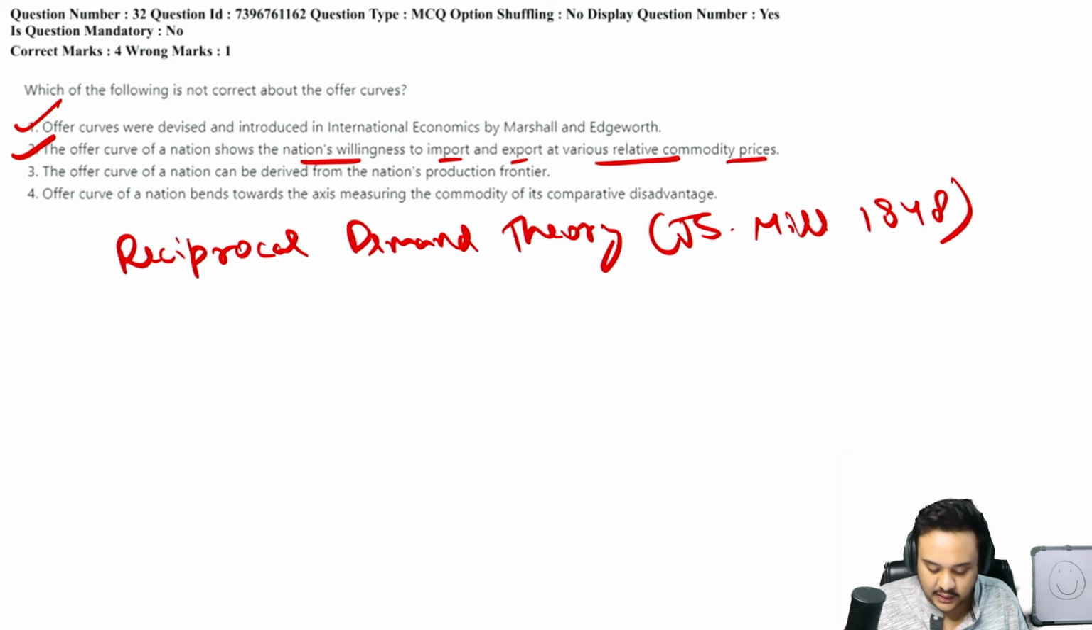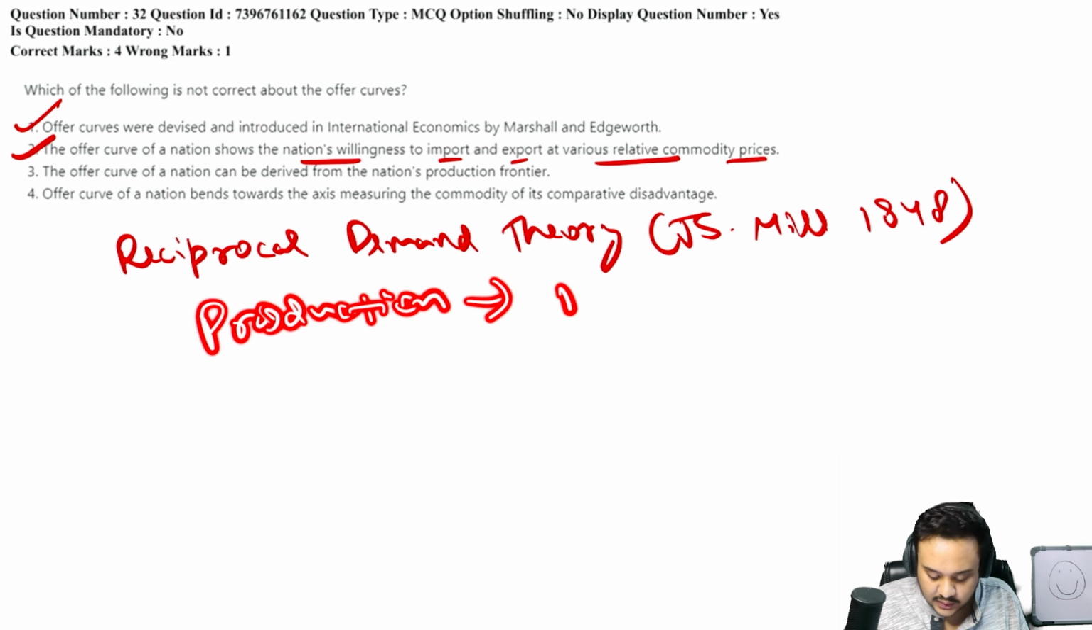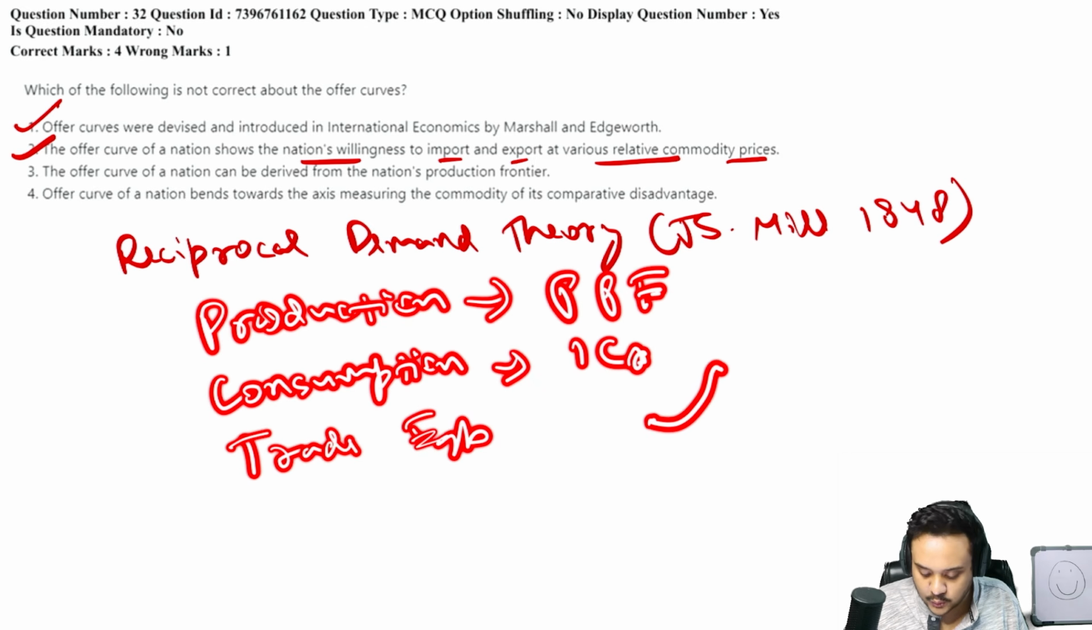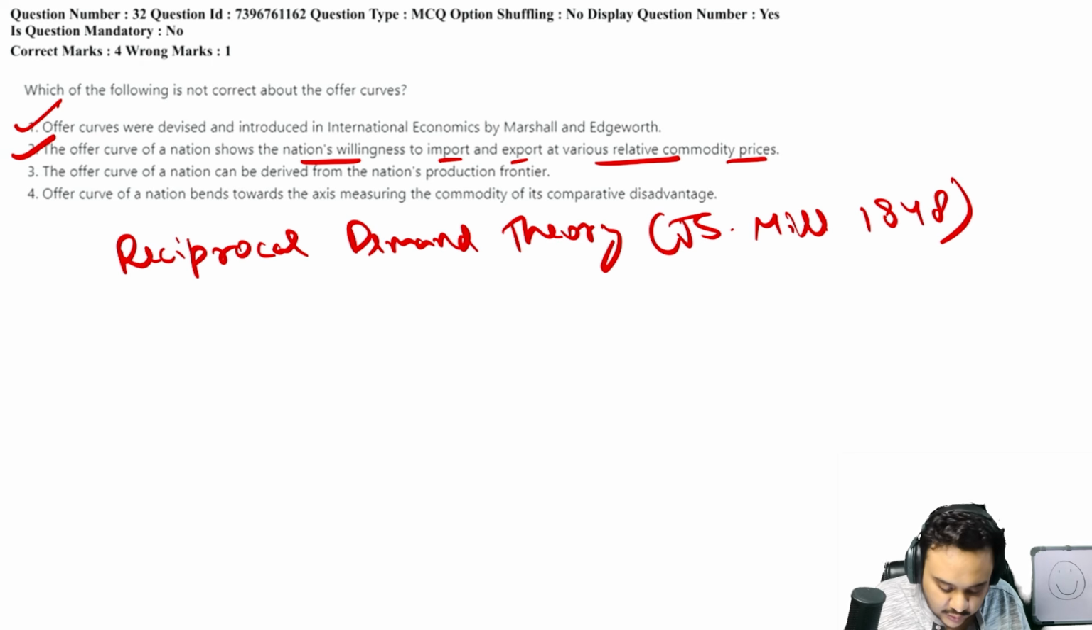So what all are we using? First of all, for production, in this we use the production possibility frontier. Okay, then to see the consumption side of things we use indifference curves, and finally we use the trade equilibrium. When we draw two price offer curves, we use the trade equilibrium to figure out the final import and export quantity. Okay, now before we move on, let us first read the remaining options. The offer curve of a nation can be derived from the nation's production frontier. Yes, that is also true, as we just saw.